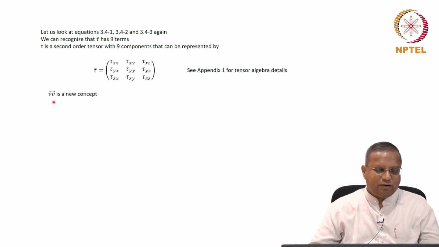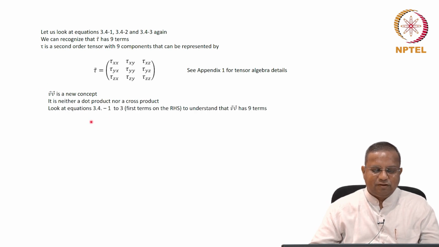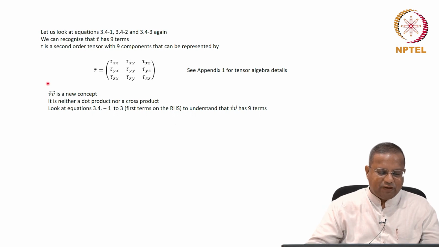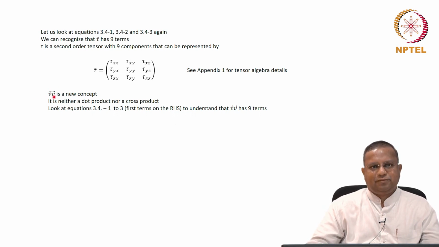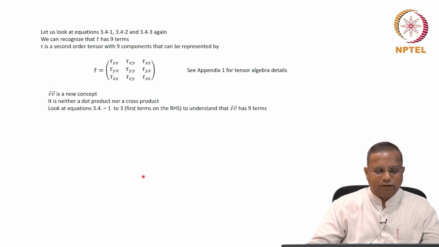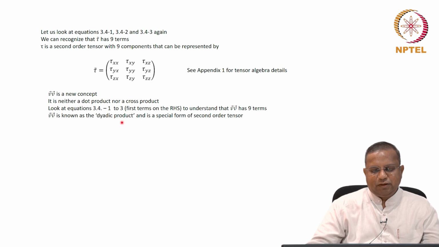As I mentioned earlier, vv is a new concept. There is no dot here, there is no cross here. It's not a dot product, it's not a cross product. But this vv has resulted in 9 terms. In other words, we have represented those 9 terms as the vector v written together. So this is a new quantity. It's called the dyadic product, and it's a special form of the second order tensor.